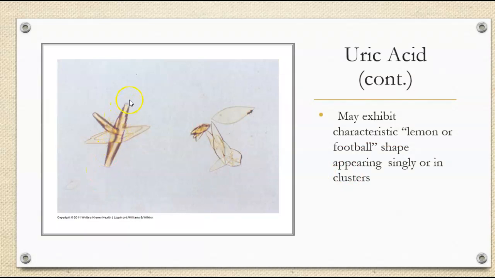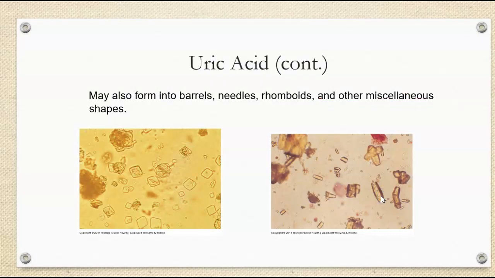So right here, this looks almost like cylindrical, but then you can see the rest of your lemon shapes or football shapes. Sometimes we can see rhomboids, or this is a really good example of a barrel of uric acid as well. Sometimes they can clump up like this, so you can really only see the clumps. So you can see a lot of different ones.